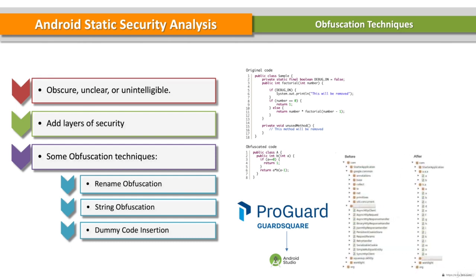So obfuscation with ProGuard results in changes to file names and to code as displayed in this screenshot.